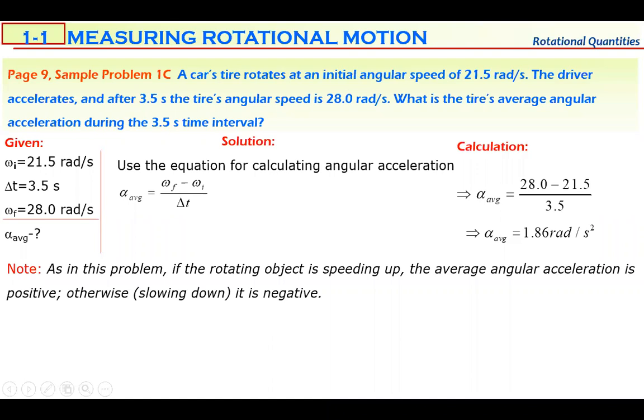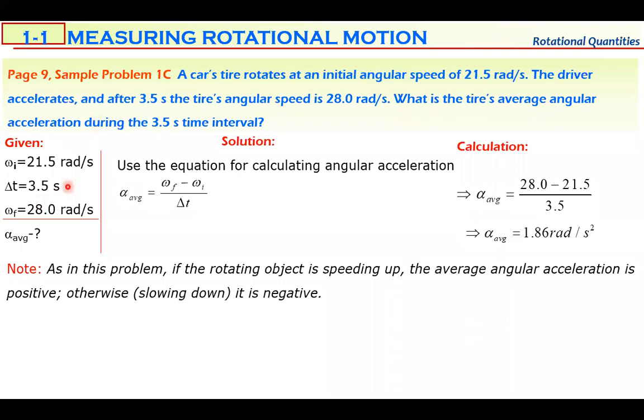A question about the definition of angular acceleration. I'm going to explain this. A car's tire rotates at an initial angular speed, omega initial, 21.5 radian per second. The driver accelerates. This is the word which you should be careful about. When it says accelerates, you are going to use the definition of acceleration. And after 3.5 seconds, the tire's angular speed is 28 radian per second. So this is the initial angular speed, and after 3.5 seconds, the final angular speed. What is the average angular acceleration during these 3.5 seconds?